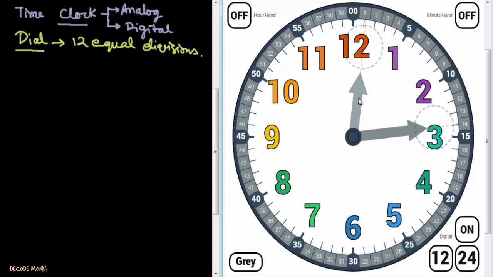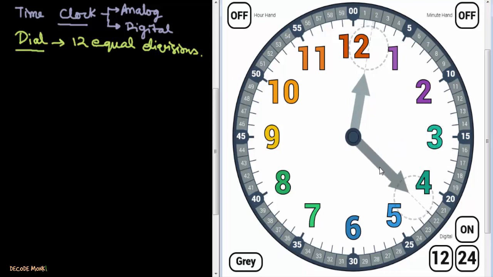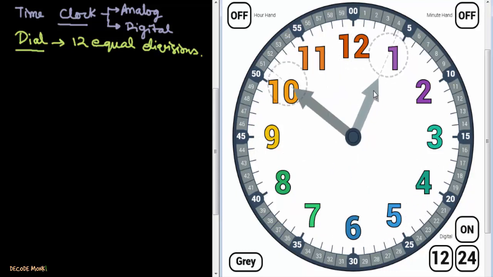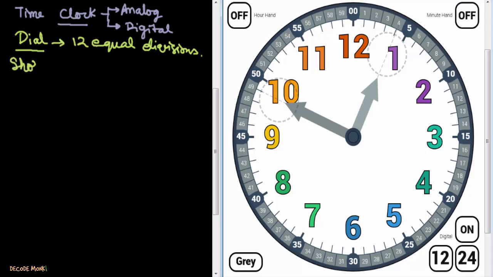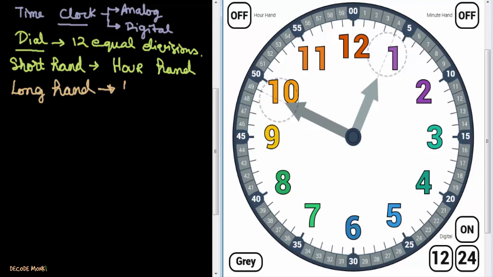You can see that a clock has got two hands. One is a long hand, another is a short hand. This is the long hand which I am holding and dragging up and down, and there is a short hand, this one. The short hand is called the hour hand. It represents the hour, and the long hand is known as the minute hand.